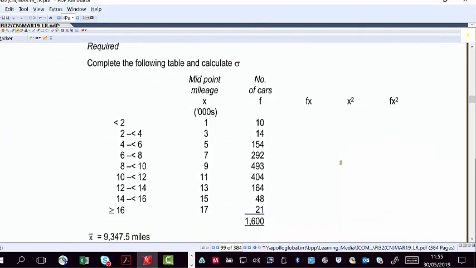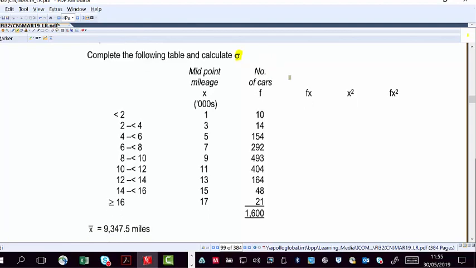So we're going to complete the following table here and calculate the standard deviation. Now the standard deviation is denoted by the Greek letter sigma. So we're going to complete the table that we had started to pull together in lecture example 1. You can see that we have the same information here. We're now just given the information in thousands.